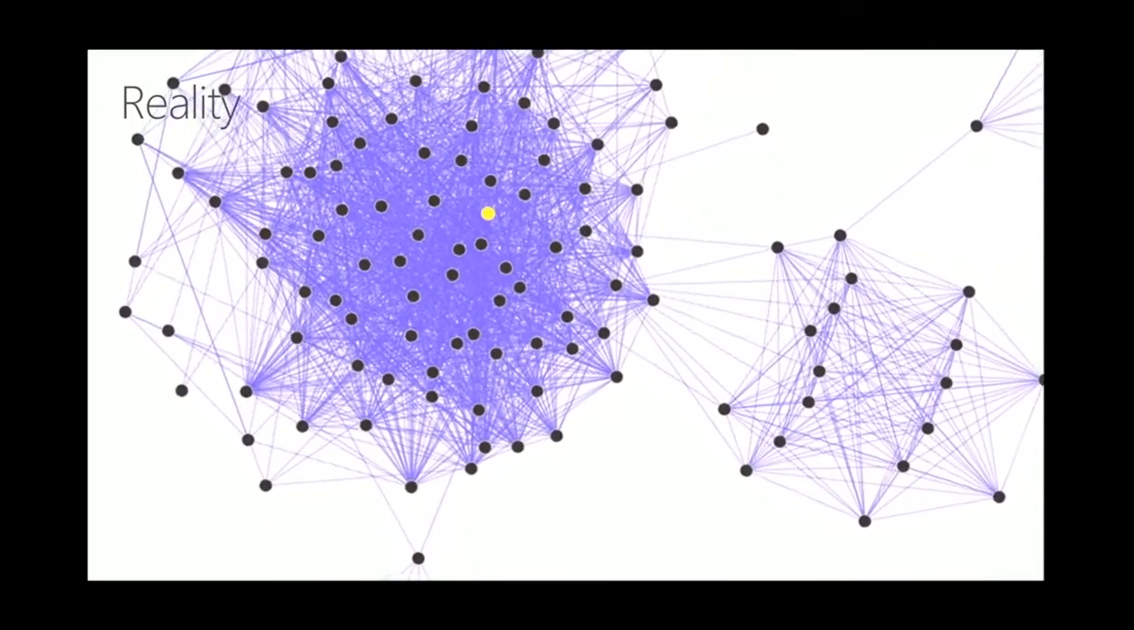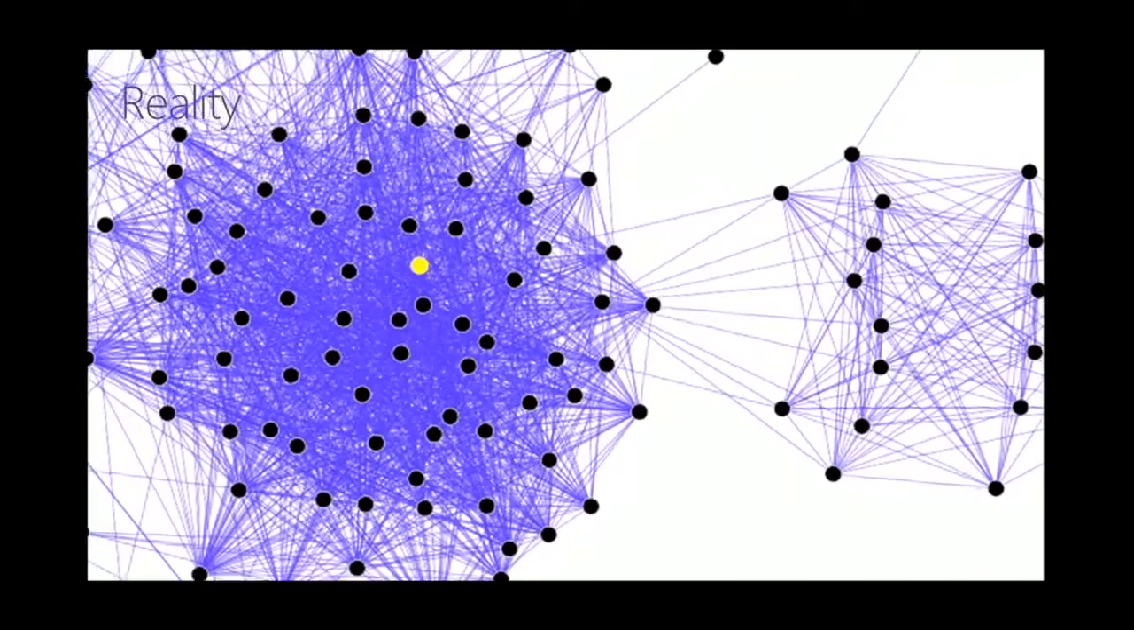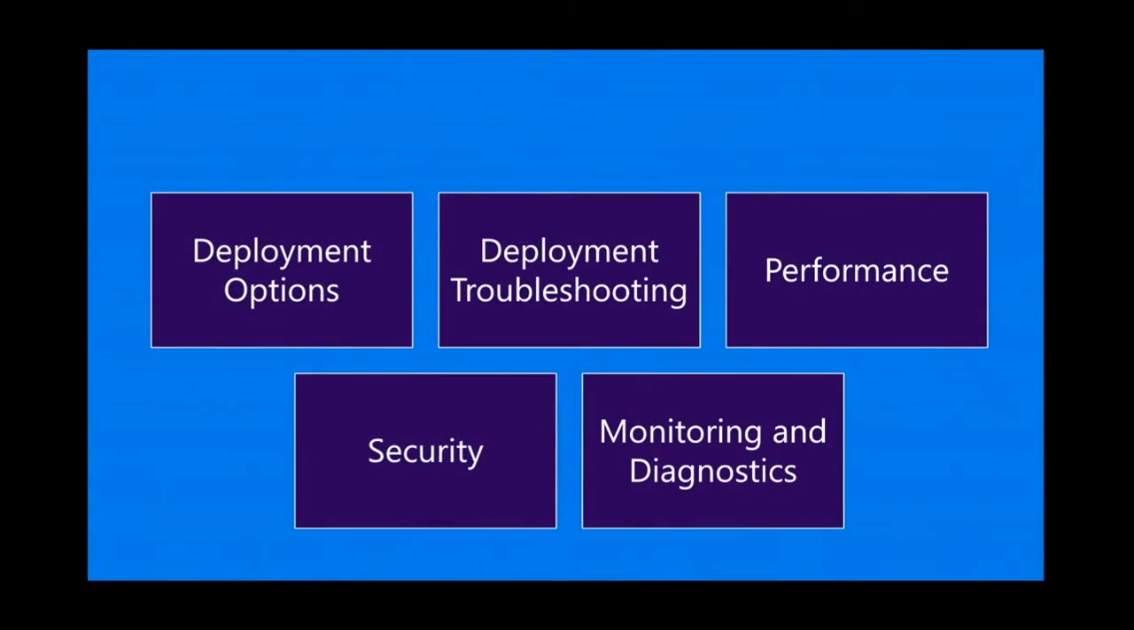So I took another look at what are some things that are useful to know about. This obviously could be a week-long course. I'm going to talk about some high-level things, good things to know about. We're going to work across deployment options, troubleshooting, a few performance tips, security tips, and monitoring and diagnostics. I'm going to spend the majority of my time on deployment options and monitoring and diagnostics, and I'm going to try and point you to resources if you want to dig deeper.